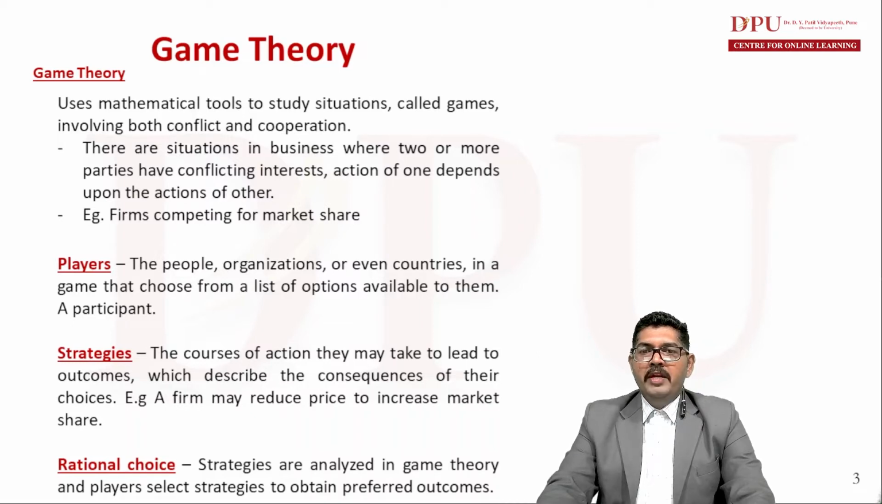There are many business situations where two or more parties have conflicting interests. The actions of one depend upon the actions of the other, right? For example, business firms competing for higher market share. In such situations there are conflicting interests, the action of one is against the action of the other. Business firms have to compete with each other, contest a game with each other, and ultimately they have to win.